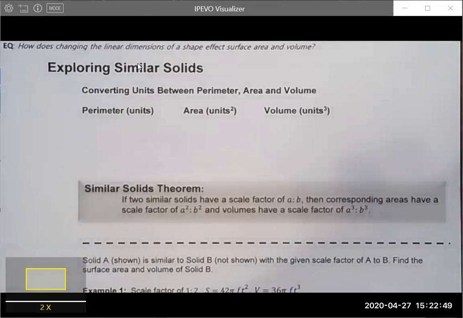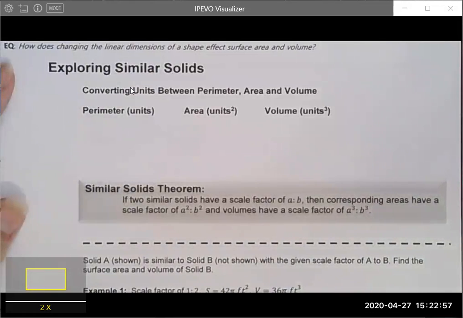Hi folks. Today we're going to talk about similar solids and what happens to a three-dimensional object when we grow it or shrink it. The first thing I want to talk about is how do we express this? What does scale factor look like when we're talking about two-dimensional or three-dimensional objects?